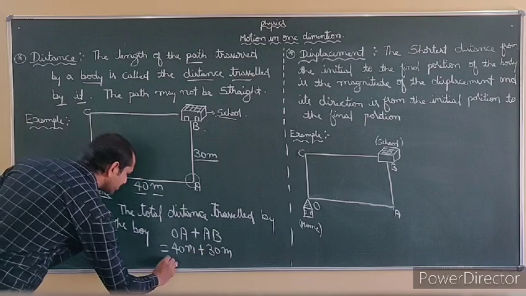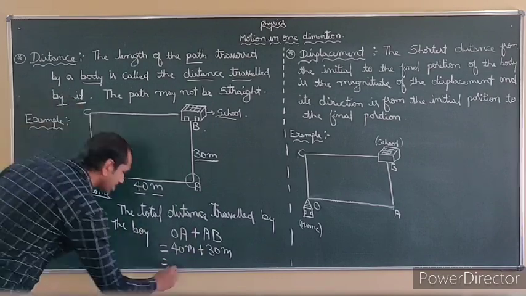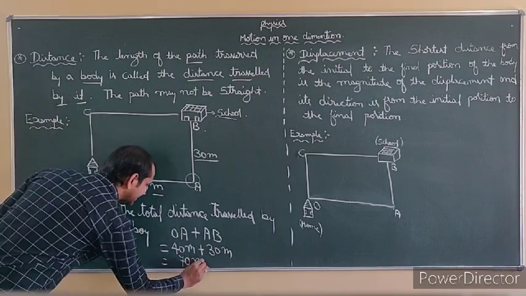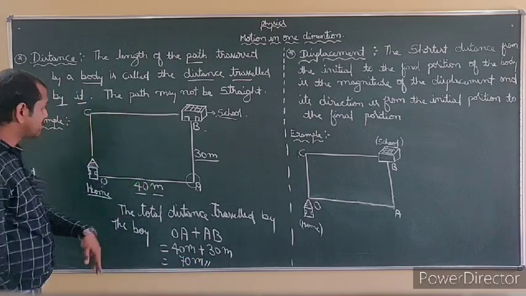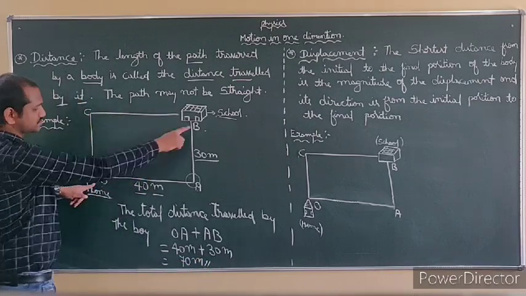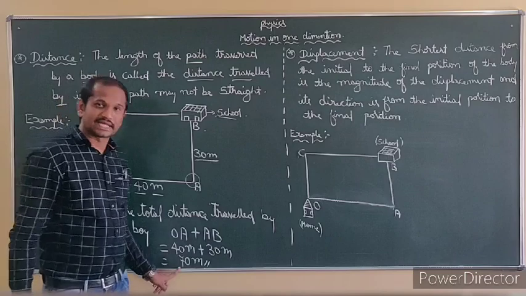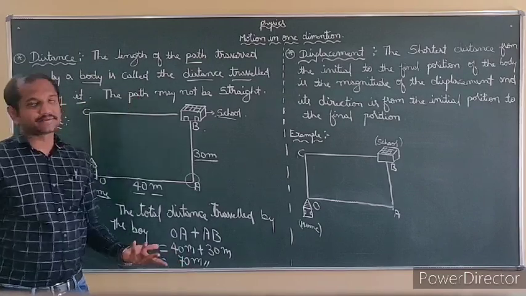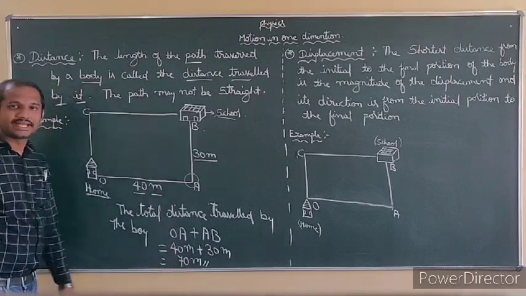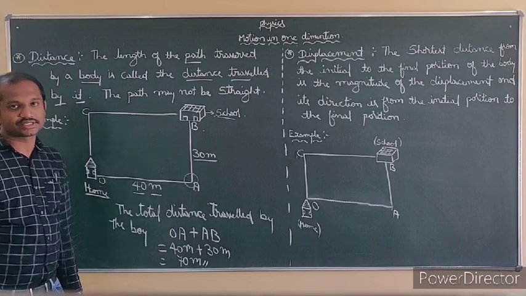Therefore, it is how much? 40 plus 30 gives you 70 meter. So the length the boy travelled from home to his school is nothing but how much? 70 meter. This 70 meter is nothing but what you mean by distance. Did you understand the distance?